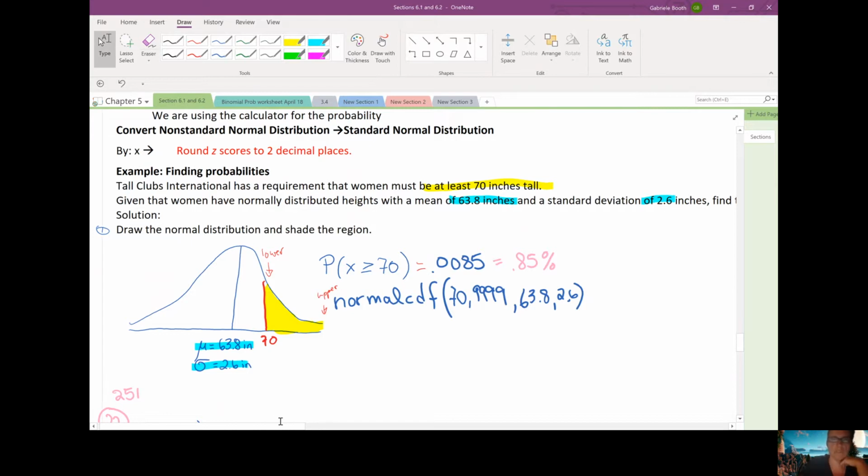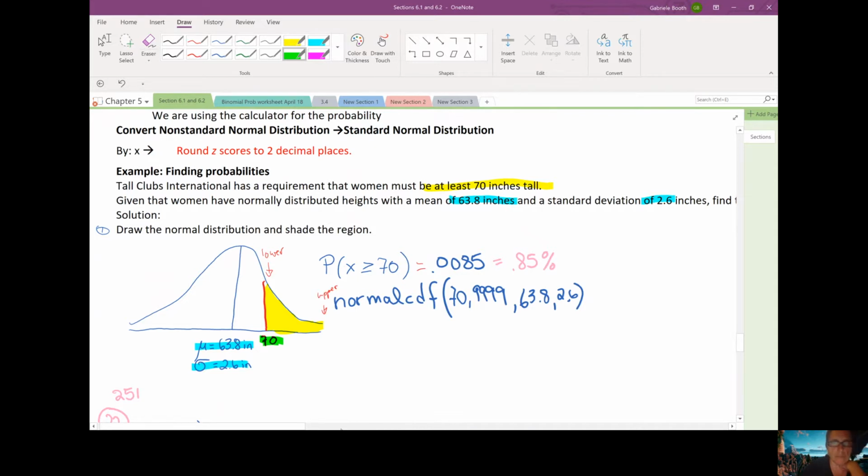So what are we looking for? We're looking for the probability that somebody is at least 70 inches tall in order to belong to the club. So 63.8 is our value smack in the middle. That means 70 has to be definitely to the right. So greater than 70 means we're shading everything to the right.